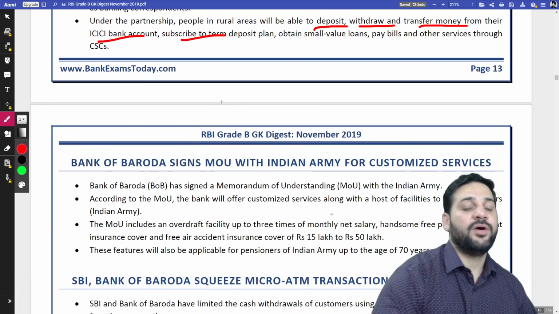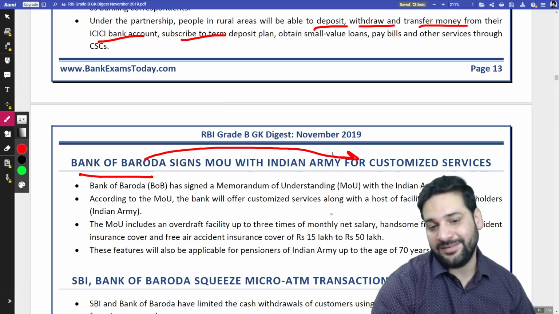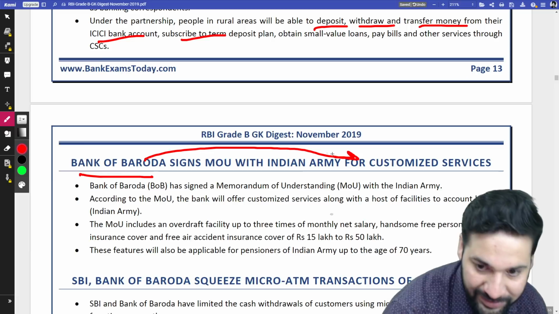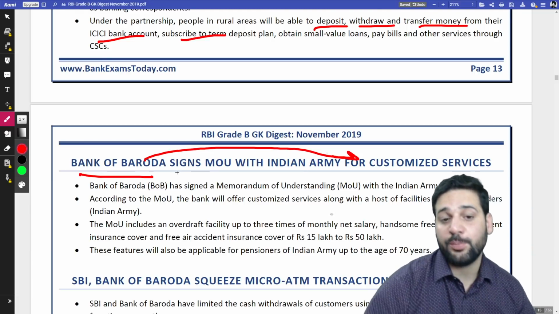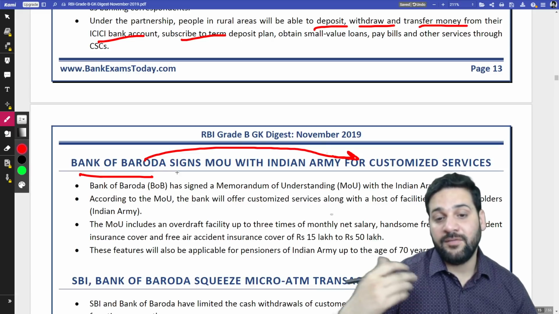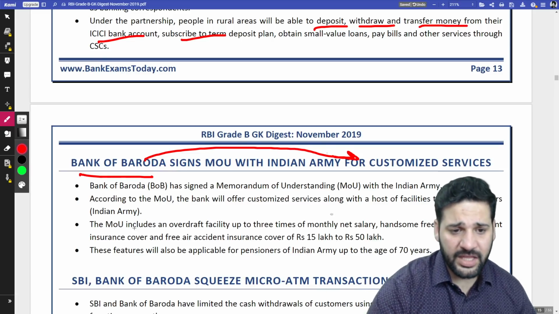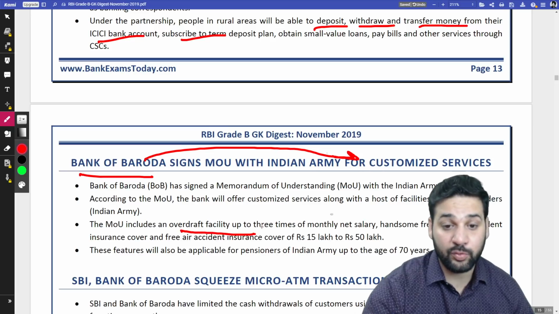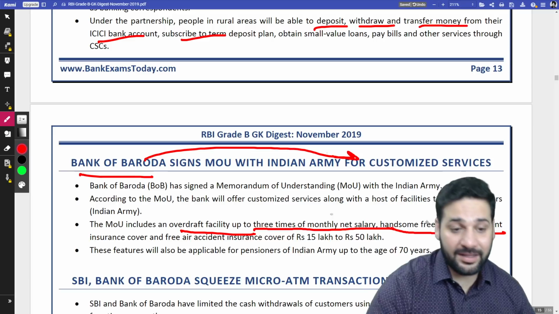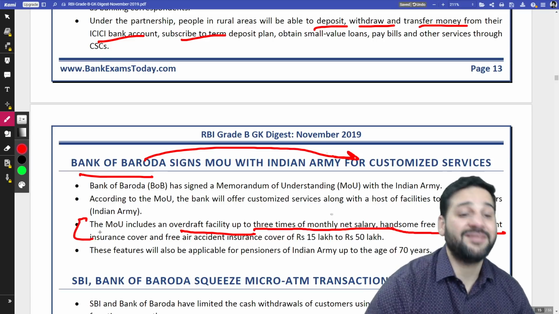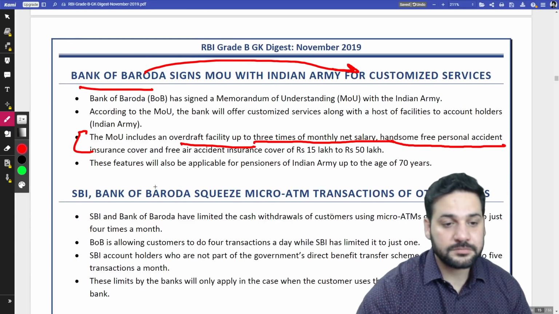Bank of Baroda signs an MOU with the Indian Army for customized services. Which bank signed an agreement with the Indian Army for providing customized services? The MOU includes an overdraft facility up to 3 times of monthly net salary and some free personal accident insurance. These are the extra services provided by Bank of Baroda, a new kind of product.